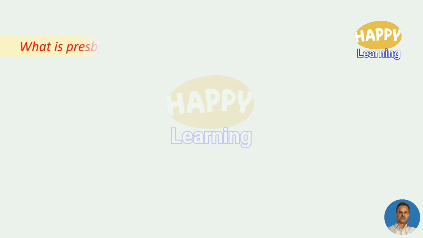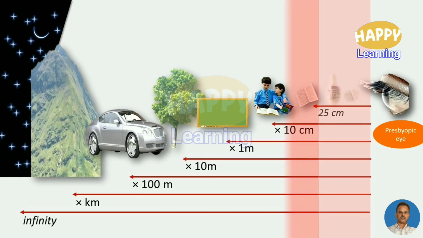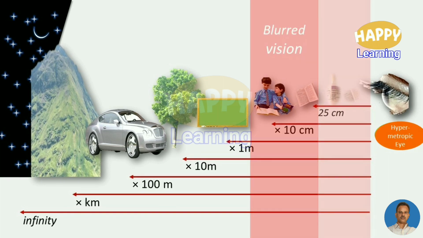What is presbyopia? How is it corrected? Let us understand presbyopia. This is a defective eye. It has a problem called presbyopia. This eye is unable to see this red shaded area, that is from 25 centimeters up to a few centimeters, as the clearly visible and nearest point is the near point.